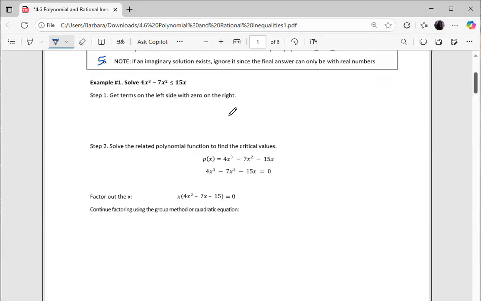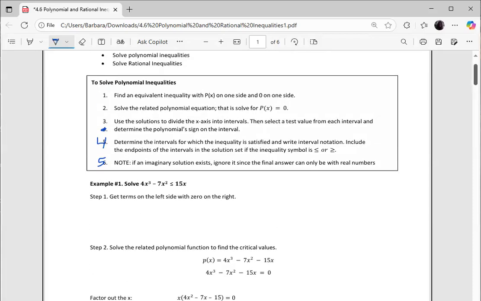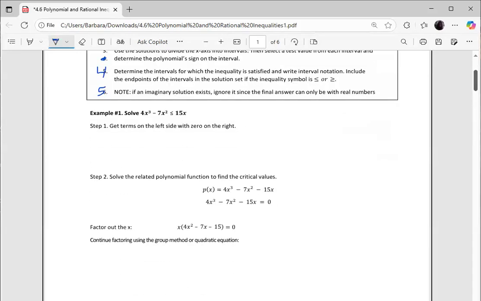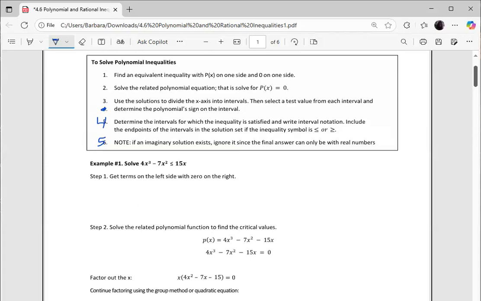So to solve for number 1, we have 4x to the third minus 7x squared is less than or equal to 15x. Using the steps above, we're going to set everything equal to 0. So we'll get all the terms on the left. So we have 4x to the third minus 7x squared minus 15x is less than or equal to 0. And then we're going to solve a related polynomial where we have it equal to 0.